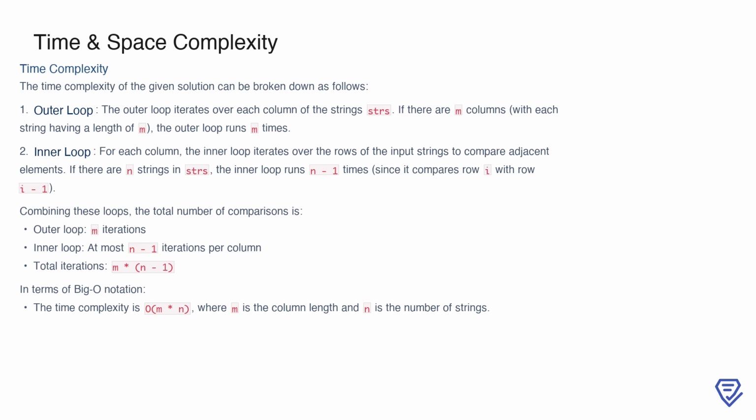When we combine these 2 loops, the total number of comparisons made by the algorithm is the product of their iterations, resulting in m*(n-1). In big O notation, we drop constants and lower order terms, so the time complexity simplifies to O(m*n), where m represents the number of columns and n the number of strings. This provides a clear picture of how the runtime scales with the size of the input.